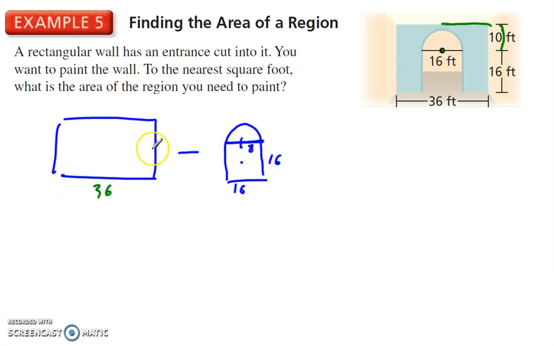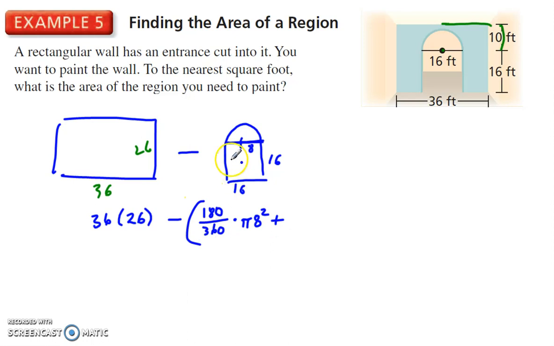This is 36 by 10 plus 16, so by 26. So 36 times 26 minus a semicircle. We could say a half, or 180 over 360 if we're talking in terms of a sector, times pi r squared. So again, 8 squared here, and then plus, so these go together, that's this shape, the 16 times 16. And that's 936 minus half of 64, which is 32 pi, plus 16 squared, which is 256.